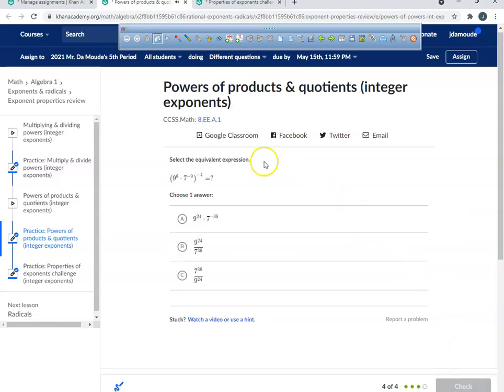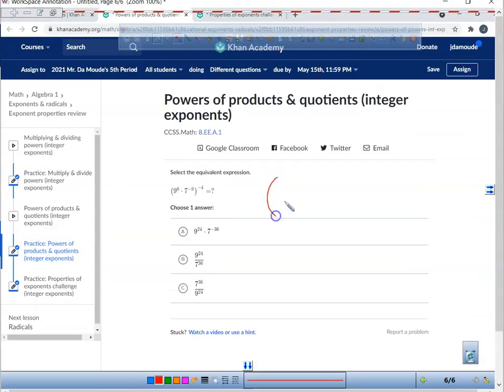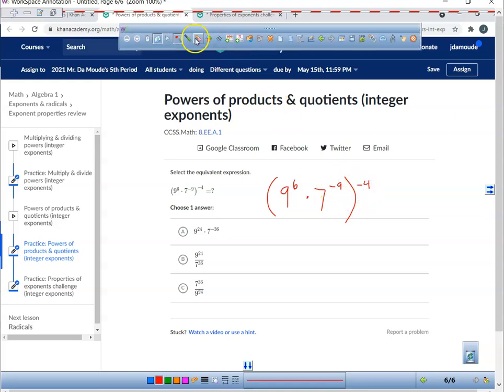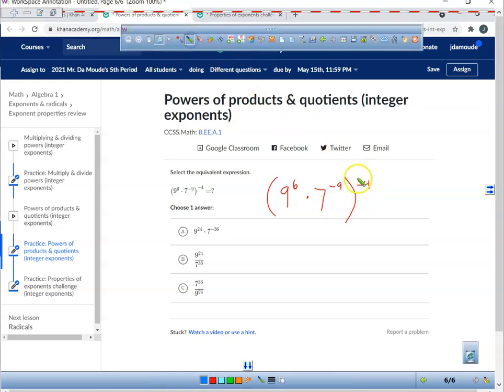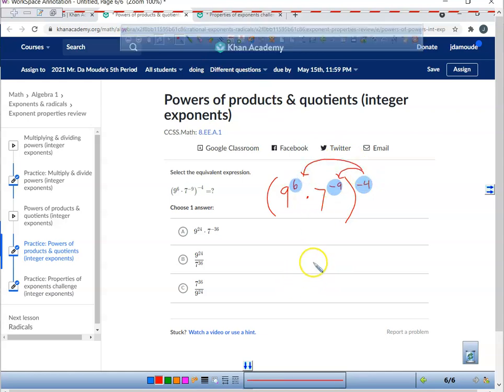Let's do one more. Okay? We'll do one more, and then I'll let you guys go ahead and work on yours. Here we go. I've got 9 to the power of 6 times 7 to the power of -9, and that's raised to the power of -4. So I got to apply what's called the power property to this guy and to this guy, which basically just means you're distributing to your powers. So what do I have now? 9 to the power of -24 times 7 to the power of 36.